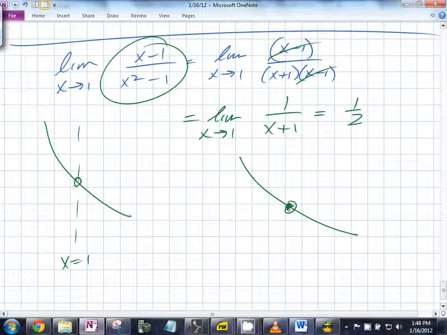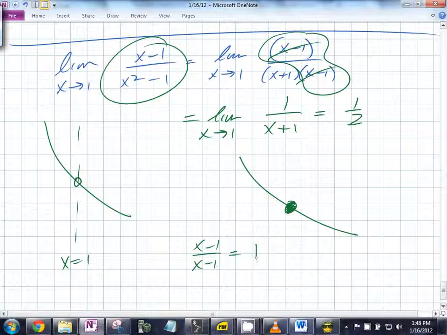That's it. This is called a removable, someone said it back there, discontinuity. And what have we done to the removable discontinuity? We've filled it in. Now, can we evaluate it and find the limit? Absolutely. Does it matter if the value actually exists?